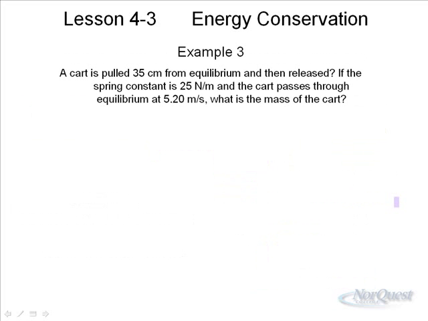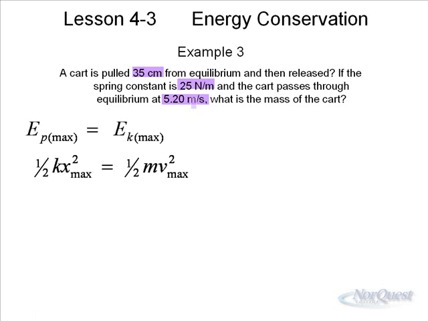So another example, in this case though, we're not given the mass of the cart. So we're given enough information that we can figure out the mass of the cart if we use conservation of energy. So cart is pulled 35 centimeters from equilibrium and released. The spring constant is 25 newtons per meter, and the cart passes through equilibrium at 5.2 meters per second. What is the mass of the cart? Well, we know from our discussions that since energy is conserved, the maximum potential at 35 centimeters is equal to the kinetic energy at equilibrium.